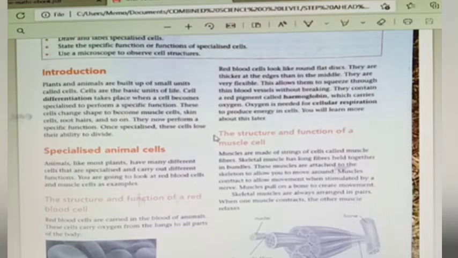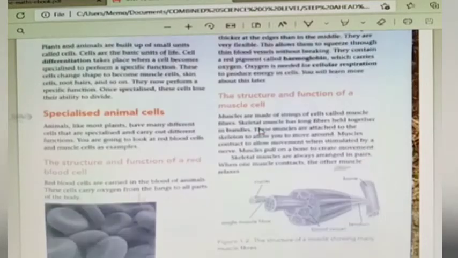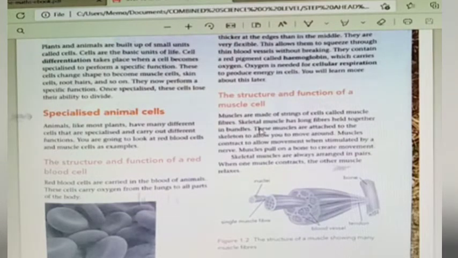Okay, and then the other thing, the red blood cells, they've got a red pigment called hemoglobin, which is the one that actually binds with oxygen. Okay, enabling them to transport oxygen to all parts of the body where it is required. Okay, that's for the red blood cells.